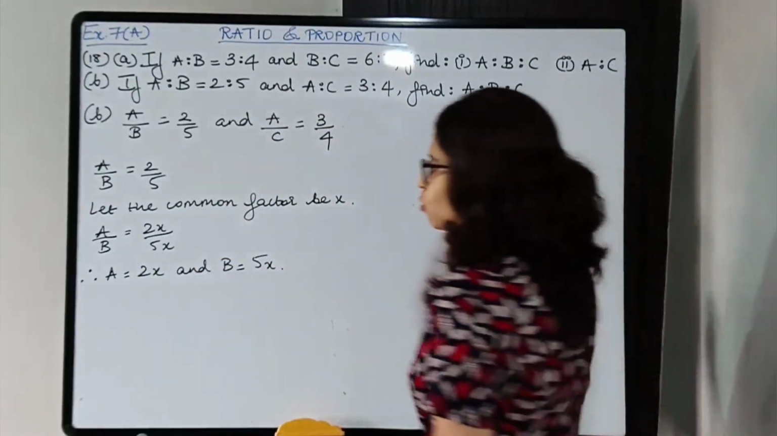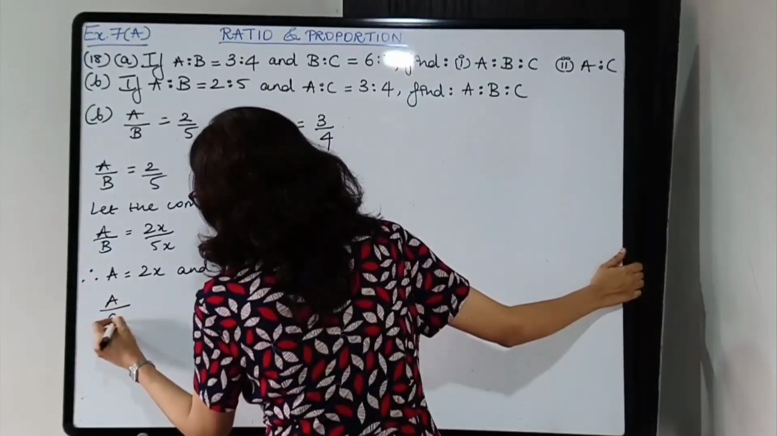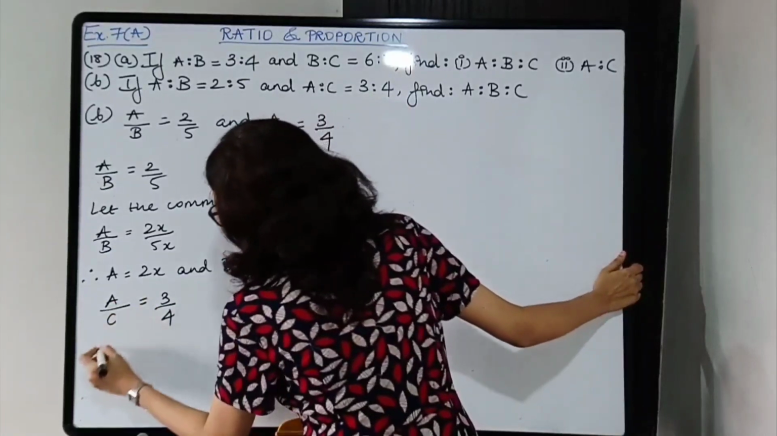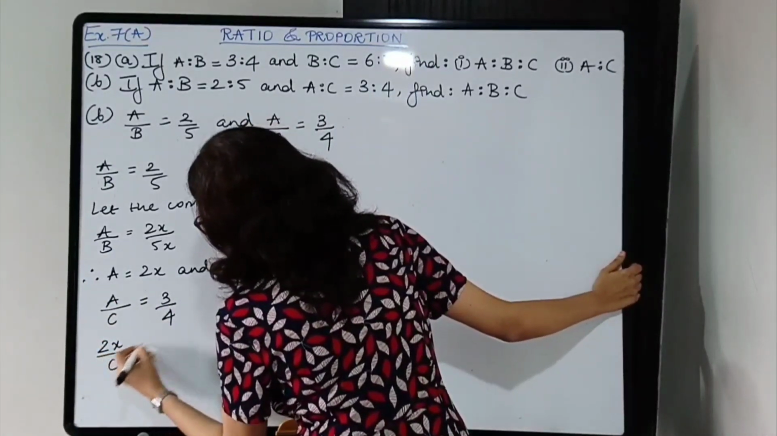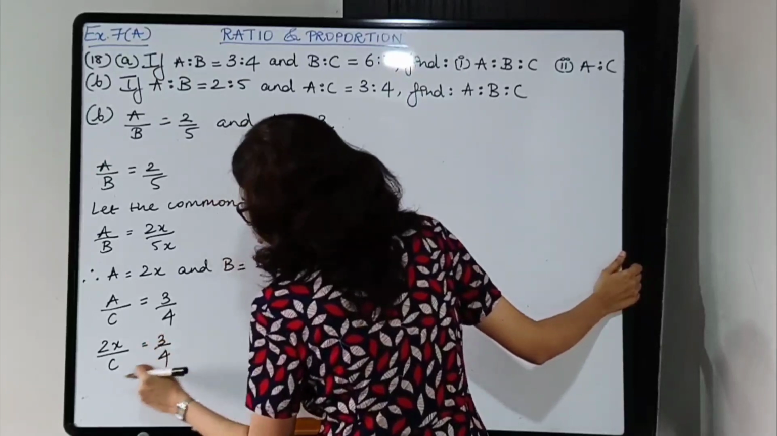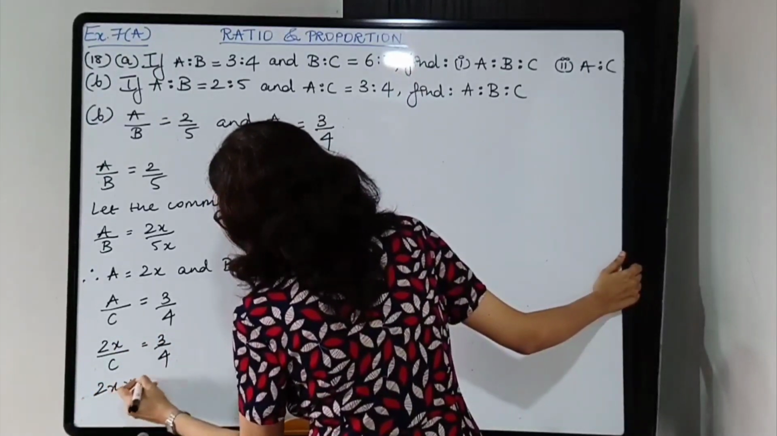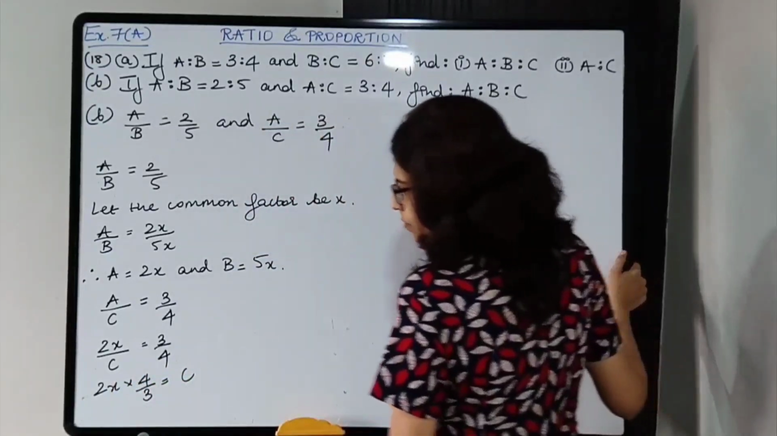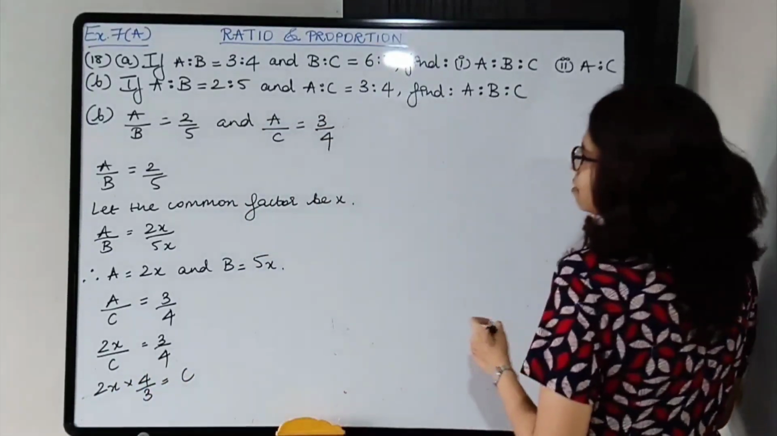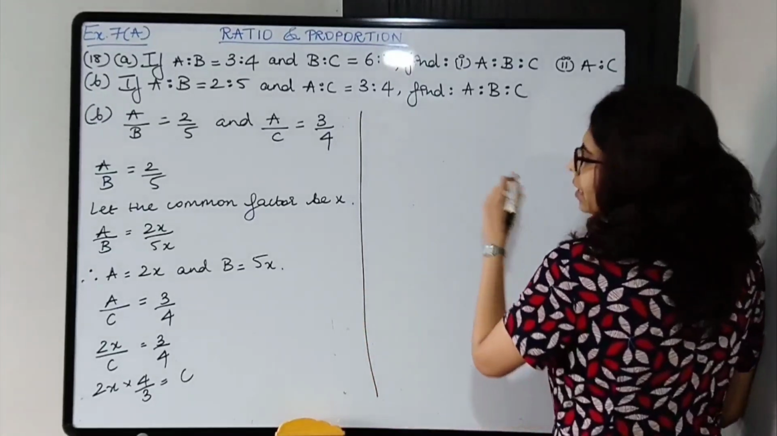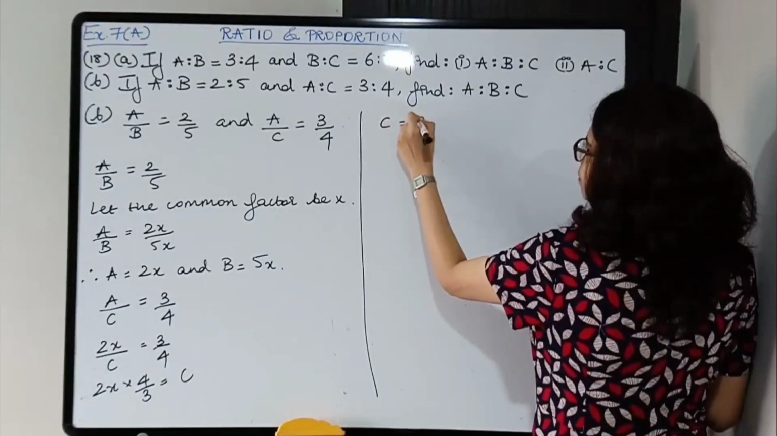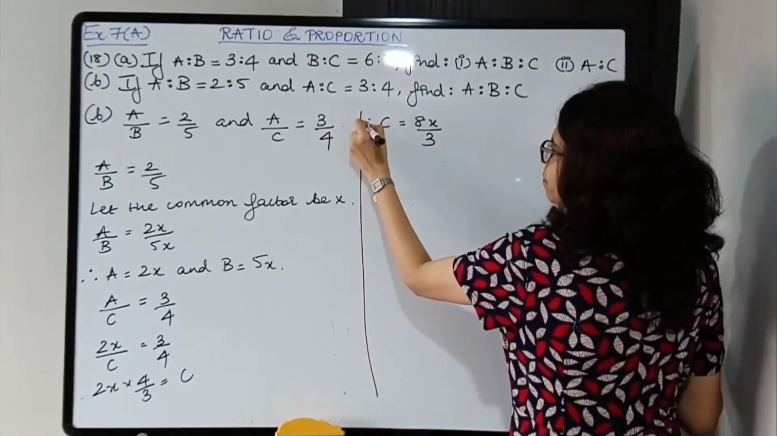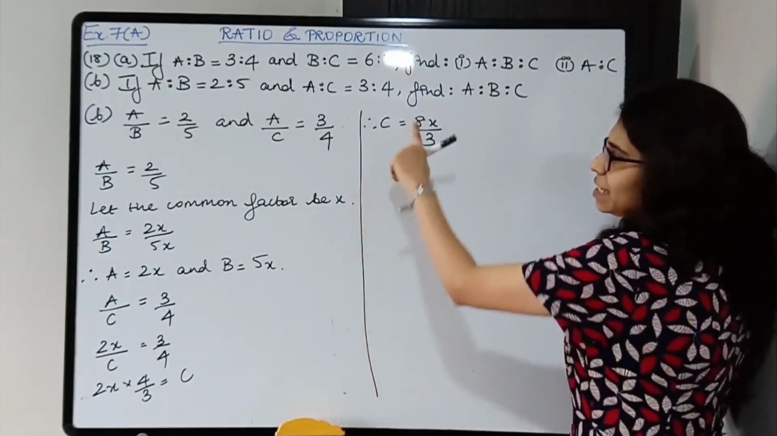So write down the ratio. a is to c is equal to 3 is to 4, so a is 2x upon c is equal to 3 upon 4. Shifting this over here, reciprocal will happen and c will go in the numerator. Okay, so here nothing is getting cancelled. We'll get 8x upon 3. So c is 8x upon 3. We got c, so a, b and c, all three we got.